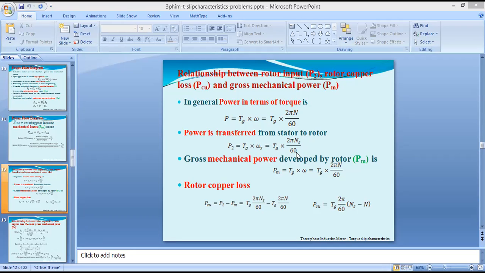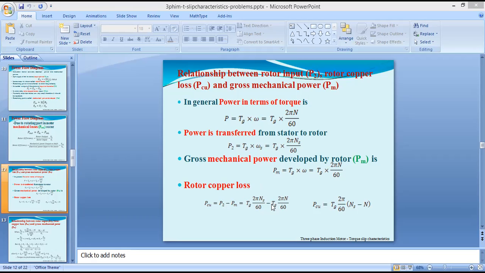So we can write our total mechanical gross power Pm equal to torque into 2 pi N upon 60, the whole equation. This we can write as it is. So here we will get the rotor copper loss. That will be rotor power minus mechanical power. So rotor power we take as P2 minus mechanical power we take as Pm.